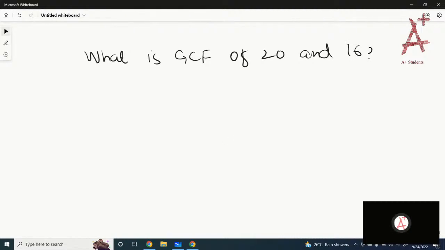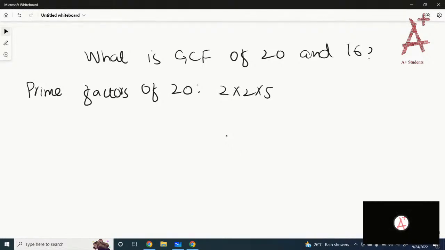The next one is: write down the prime factors of 20 and 16. What is the GCF of 20 and 16? Okay, so for GCF, you have to write the prime factors of 20 and 16. So let's start writing prime factors of 20. The prime factors of 20 are 2 times 2 times 5. And then the prime factors of 16 are 2 times 2 times 2 times 2.